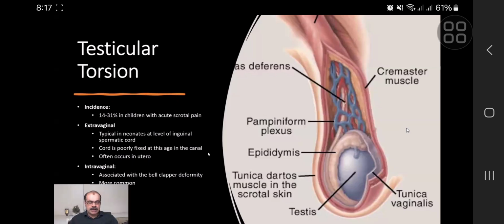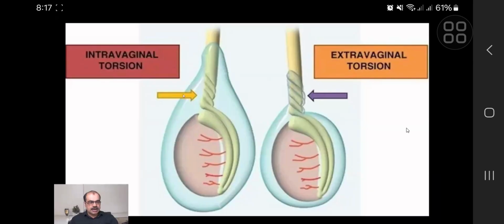In the intravaginal torsion, the twisting of the vessels occurs within the tunica vaginalis, the covering, whereas in the extravaginal, the tunica also twists along with the vessels. So this is the extravaginal, which is normally seen in neonates. And this is the one which we will be seeing more commonly in our clinical practice.